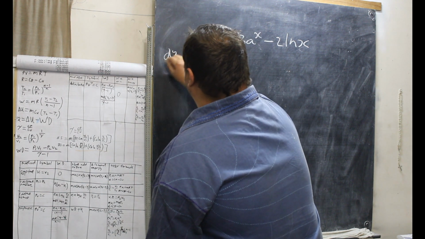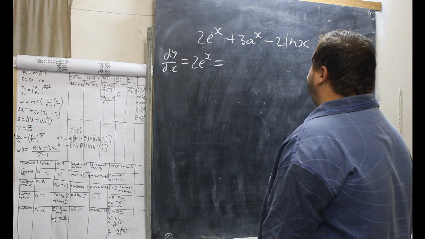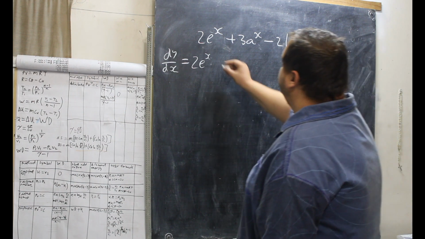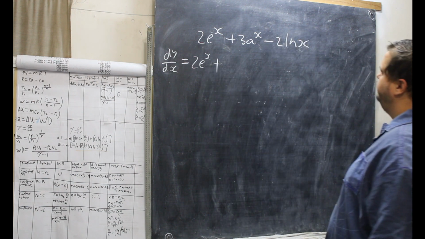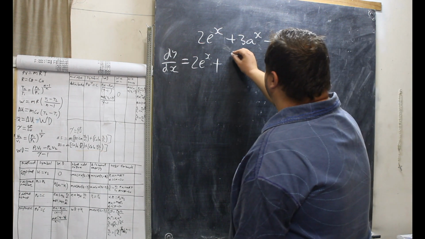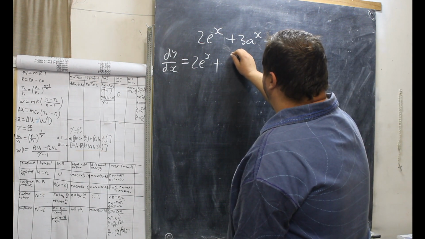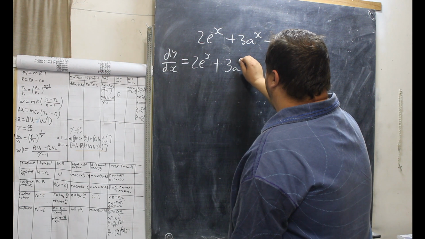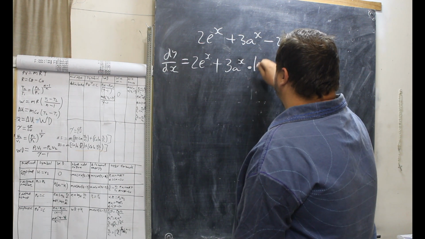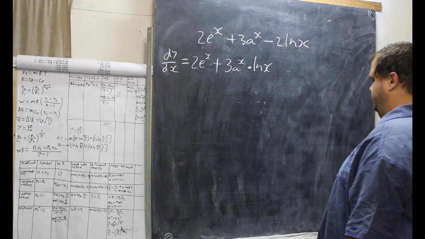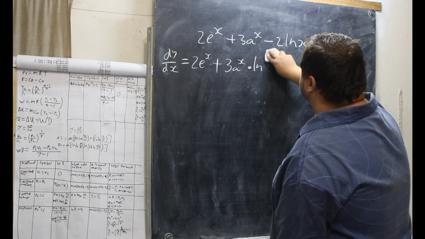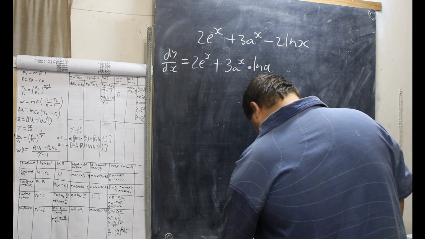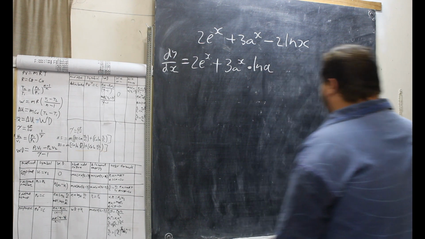This is dy over dx. 2e to the x stays 2e to the x. Plus, now, a to the x. So this is 3a to the x times ln a, sorry, ln a.